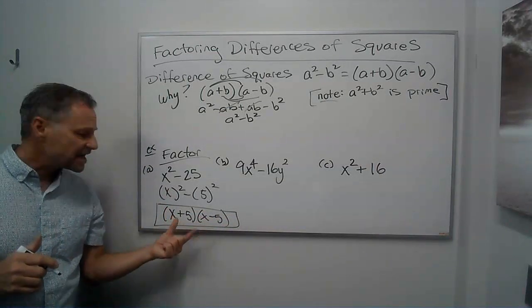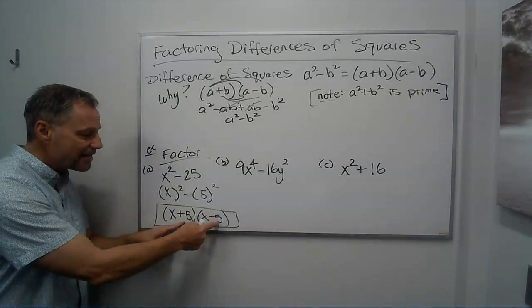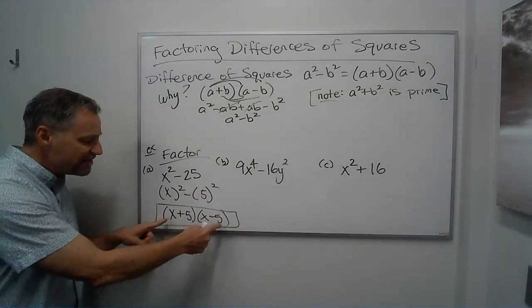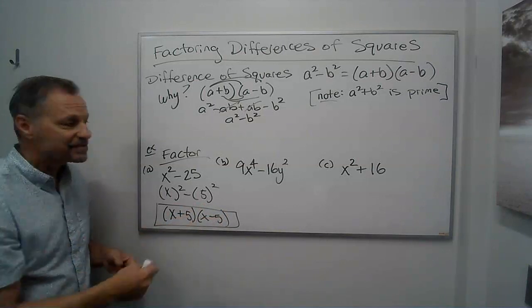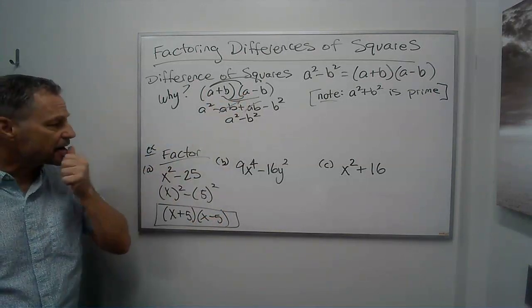You can FOIL this out to see that I've got my x squared, I've got my minus 25, but the 5x minus 5x is going to cancel out. Just like we did up here.